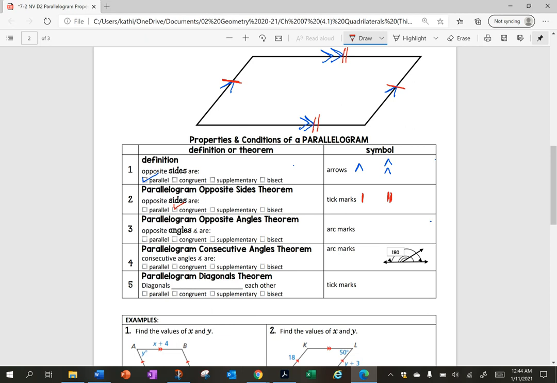Okay, next condition, the parallelogram opposite angles theorem. Opposite angles are congruent. I show these with arc marks. If I have one set, those angles are congruent. Two sets, those angles are congruent. So these two angles are congruent, and these two angles are congruent.